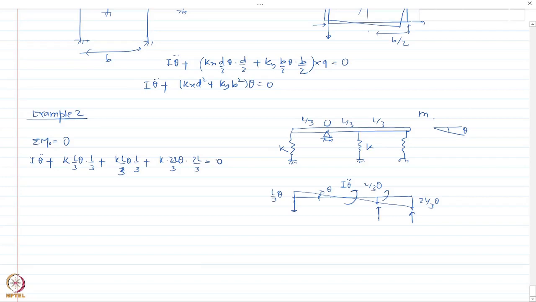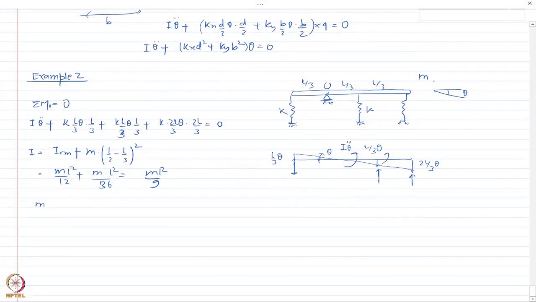Now, the I of this bar about the point of rotation would be I of this bar about its center of mass plus the mass of the bar times the distance of the point of rotation from the center of mass, which I can calculate as this. I can write this as ml square by 12 and this as ml square by 36, which eventually gives me ml square by 9. So I'll substitute that here, ml square by 9 plus this I would get as 6 kl square by 9 times theta equal to 0.